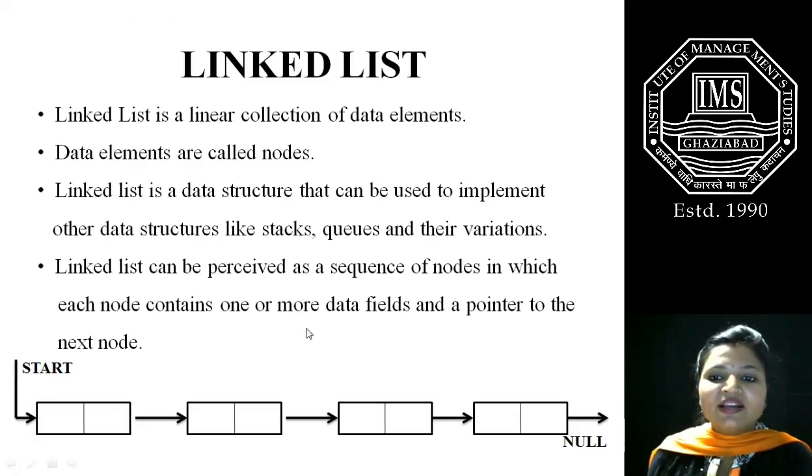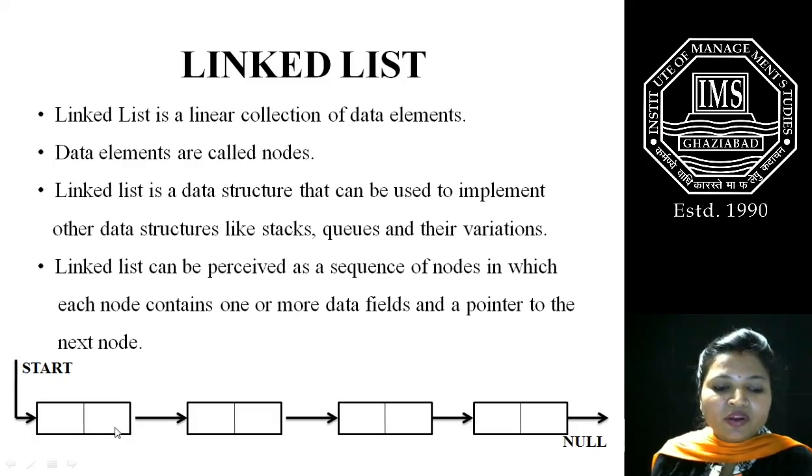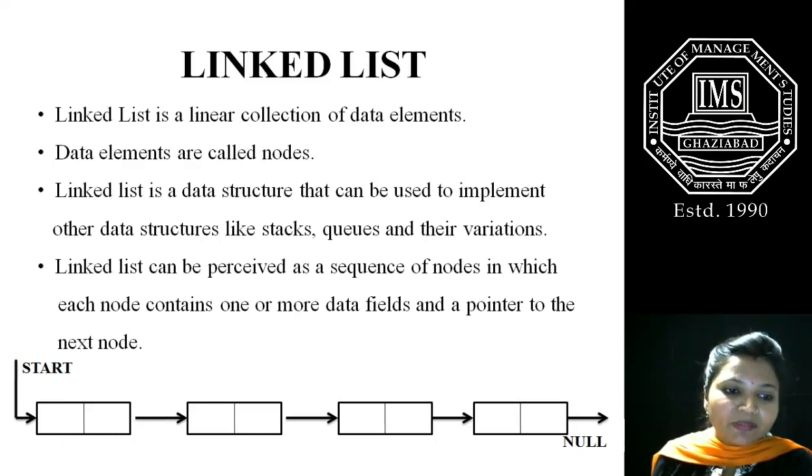So we can see a linked list as a sequence of nodes. You are seeing here a sequence of nodes. This rectangle box we call a node. This node contains two parts. One part contains the information of the node, meaning what type of data element this node contains, whether it is an integer, character, float, or whatever data type. One portion will contain that information and the other portion contains the link to another node.